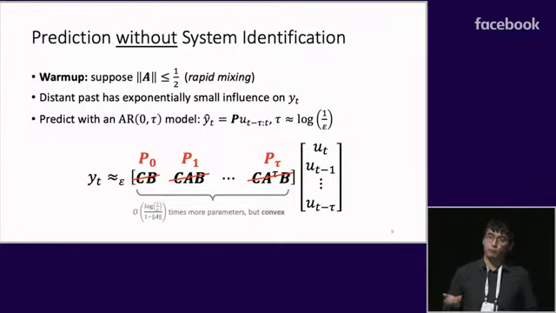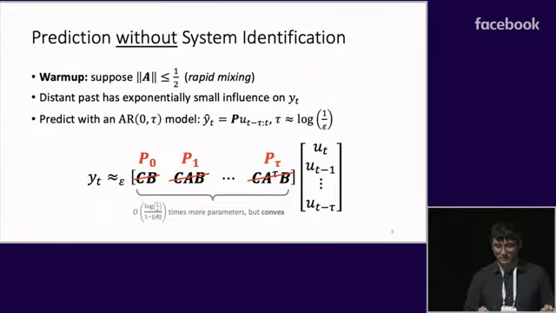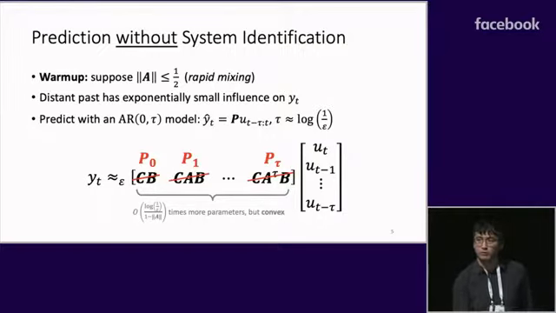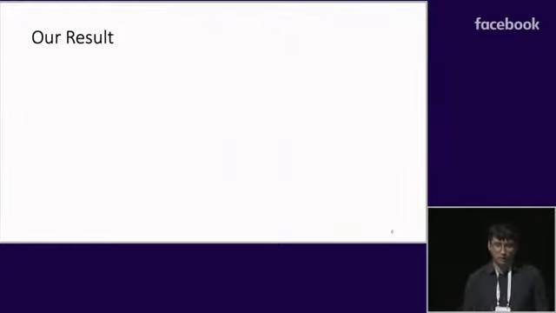And now, what we've gained for the price of a few more parameters is that we can learn these dynamics improperly by linear regression or ordinary least squares. It's now a convex program. Okay, so that's our story when the system mixes quickly.